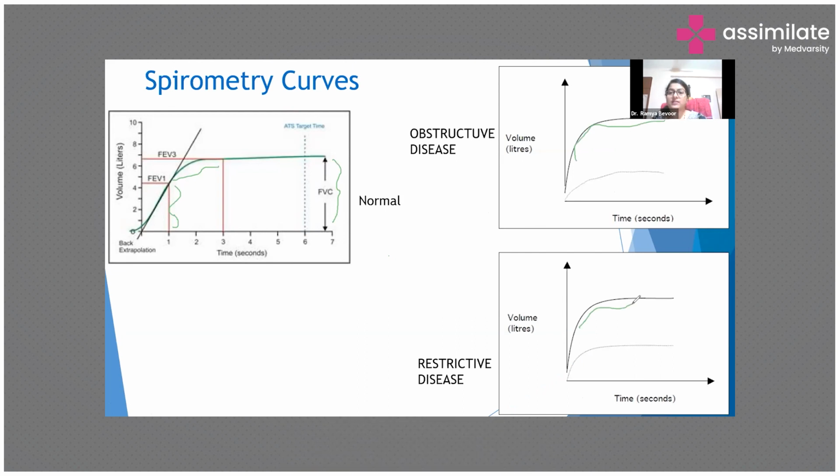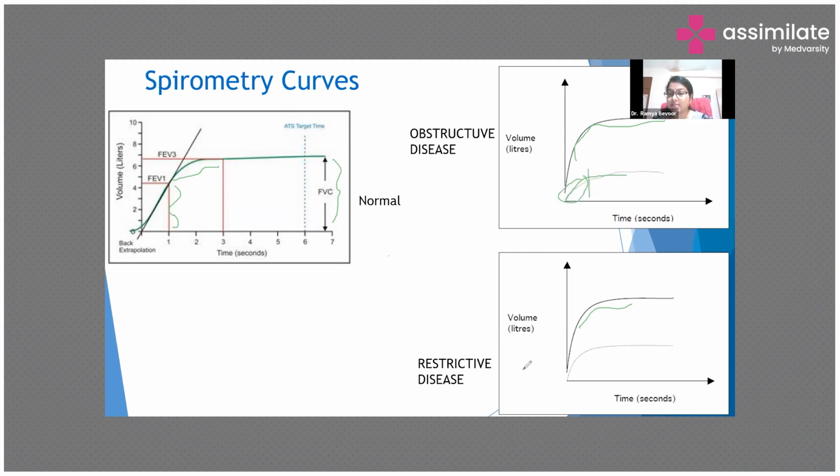So in an obstructive disease, the air entering is also less. At the same time, the patient is not able to exhale the air fully. FEV1 is the forced expiratory volume in one second, right? So the patient is not able to expire fully. So basically his curve is reduced like this. Right from the beginning, FEV1 itself is reduced.